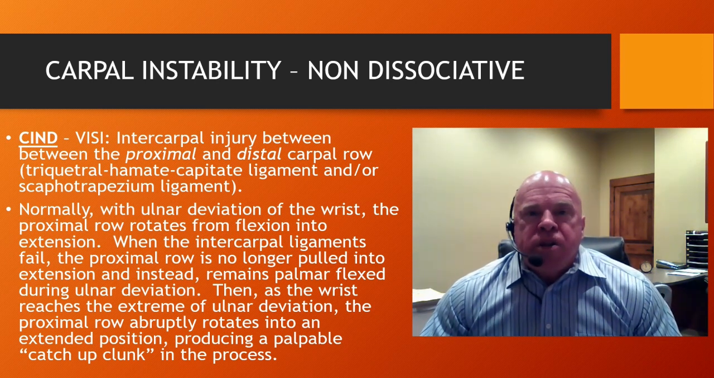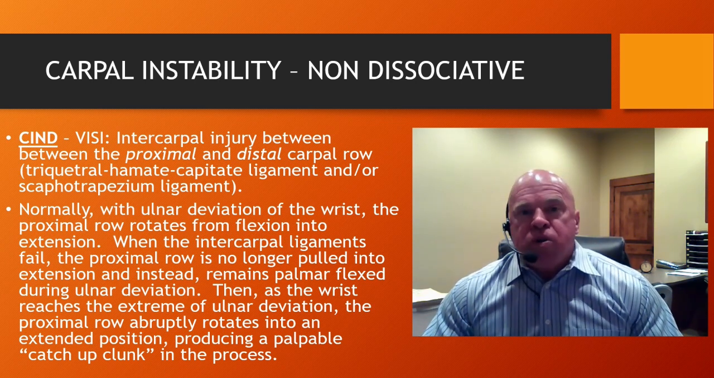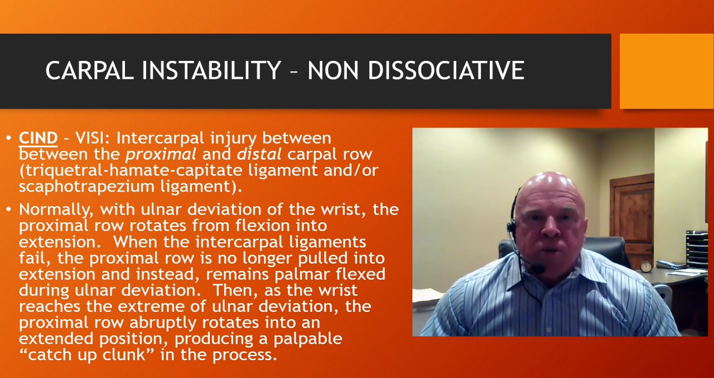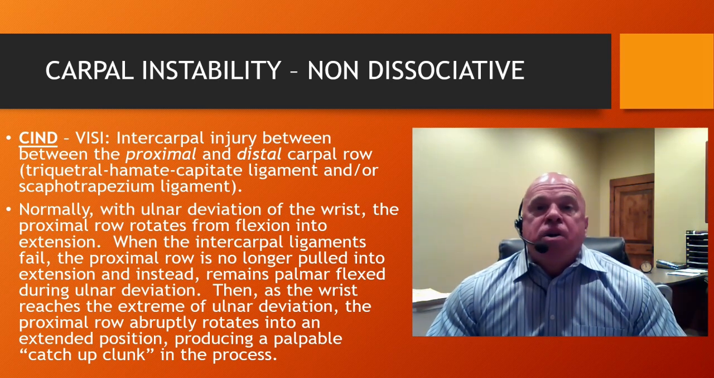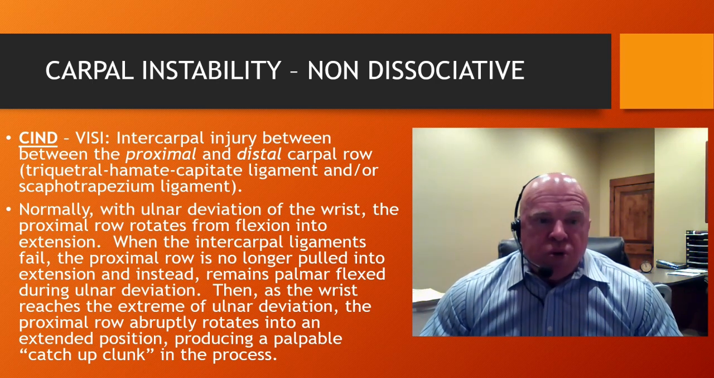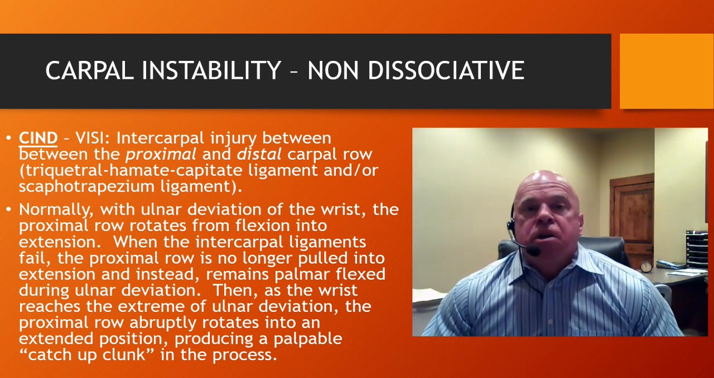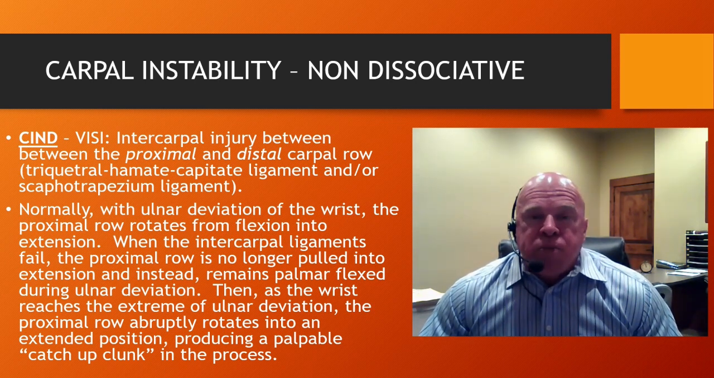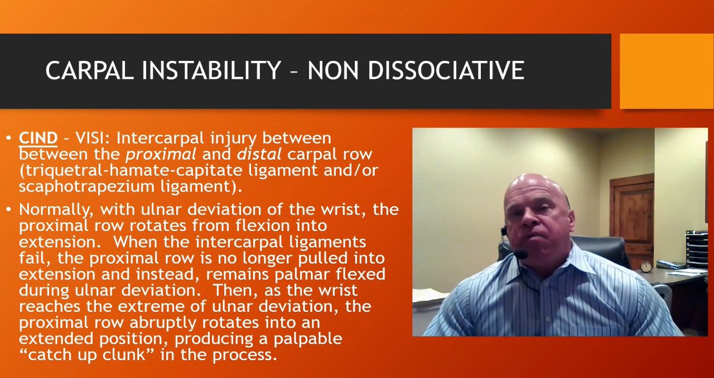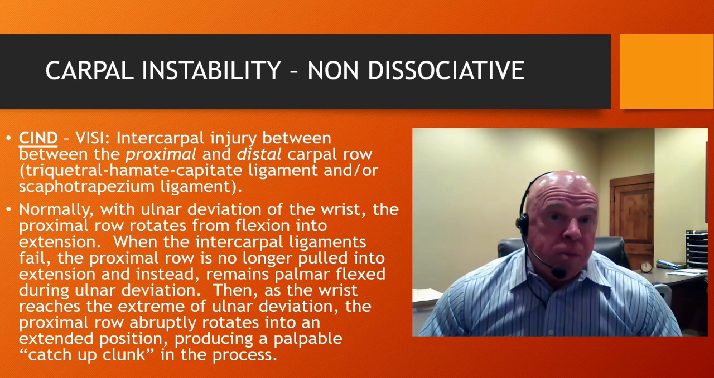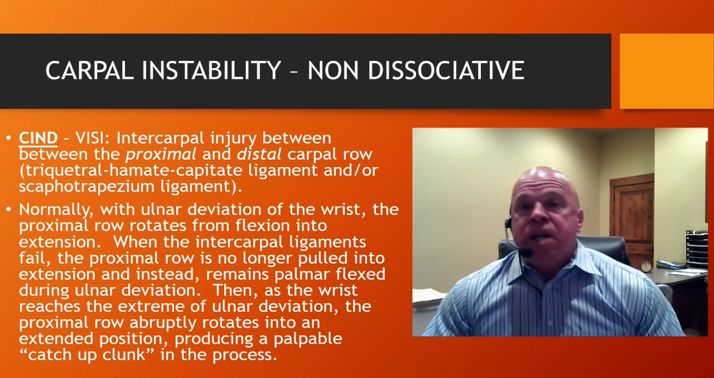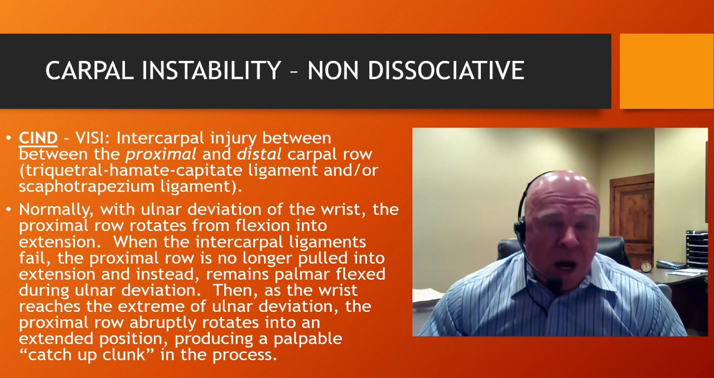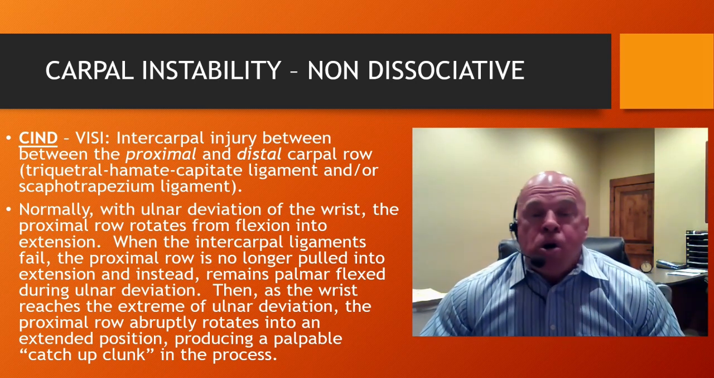So here we're dealing with a midcarpal injury, which is an injury between the proximal and distal row of carpal bones. So if we refer back to the prior diagram with the ligaments, we know that this involves an injury to the triquetral hamate ligament, to the triquetral capitate ligament, or perhaps between either the scaphotrapezium or scaphotrapezoid ligaments. So any one or any combination of injury to those ligaments can cause a dissociation between the proximal and distal row of carpal bones.